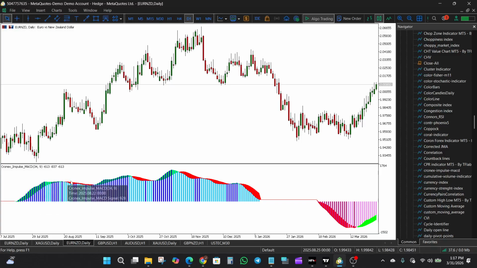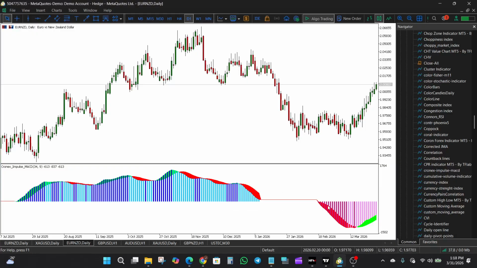When the shaded area turns red, it means that a pullback is imminent. You can see there was a pullback here. When it turns back green, it is the impulsive move in the bullish direction. When it turns back red, it is a pullback again, and so on and so forth.